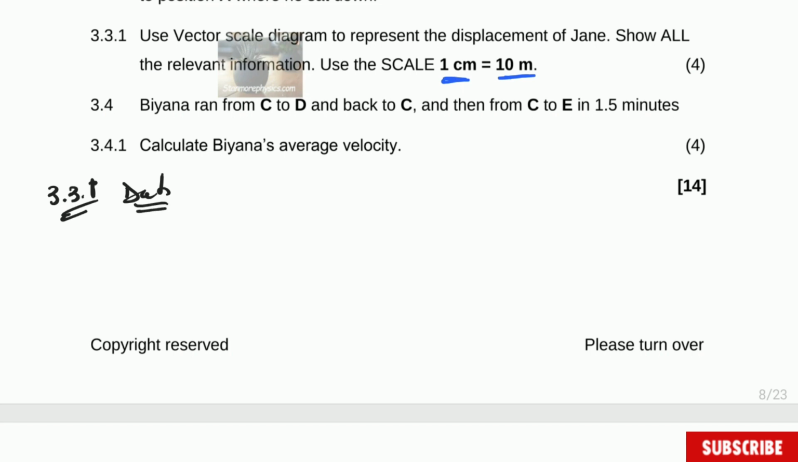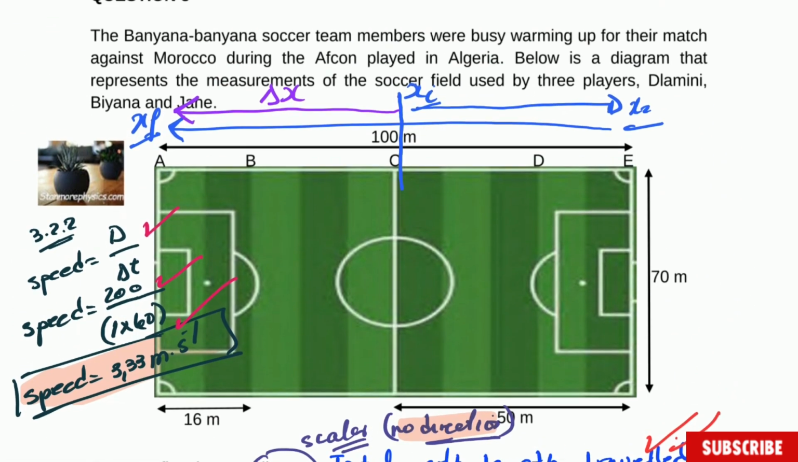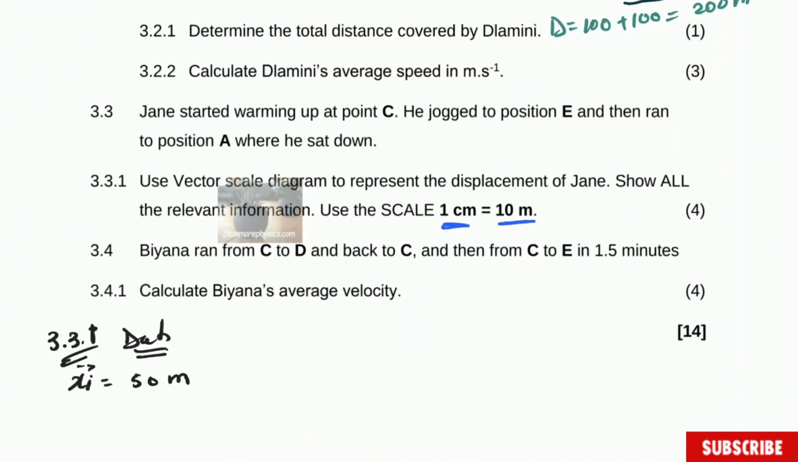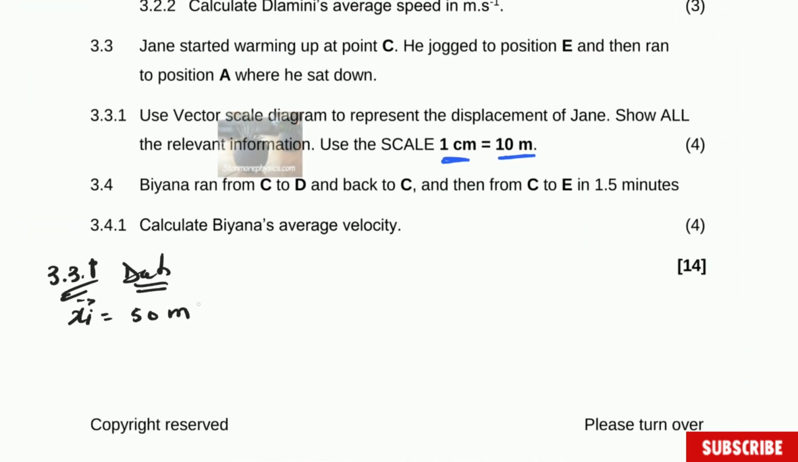Let's write the data first. Position 1, or displacement 1, it doesn't really matter. Let's say position 1 is equal to 50 meters. We're going to call position 1 this one here. Alright, that is position 1 equal to 50 meters. The scale is 10 meters, therefore we have to represent 5 centimeters.